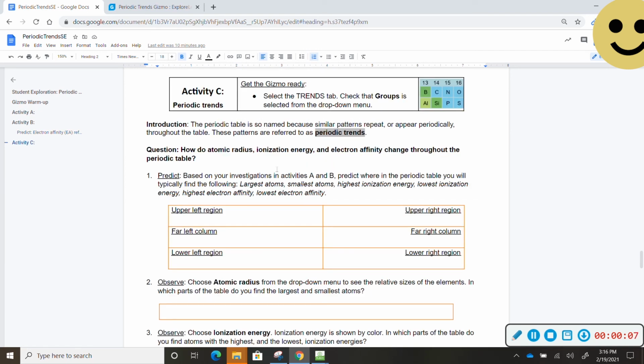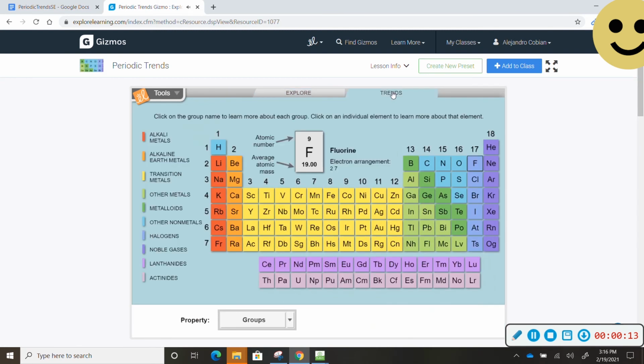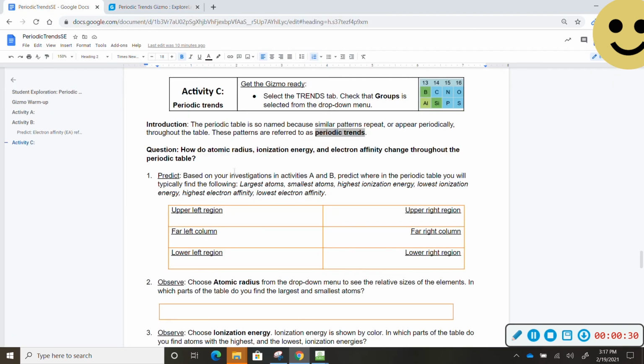Now we're going to use our Gizmos to view all of this data in an easier way. We're going to click on Trends, and here you're going to be clicking on atomic radius, ionization energy, and electron affinity to view these different trends. In addition to that, you need to understand that there are metals and nonmetals, so please keep that in mind as you answer the final questions.